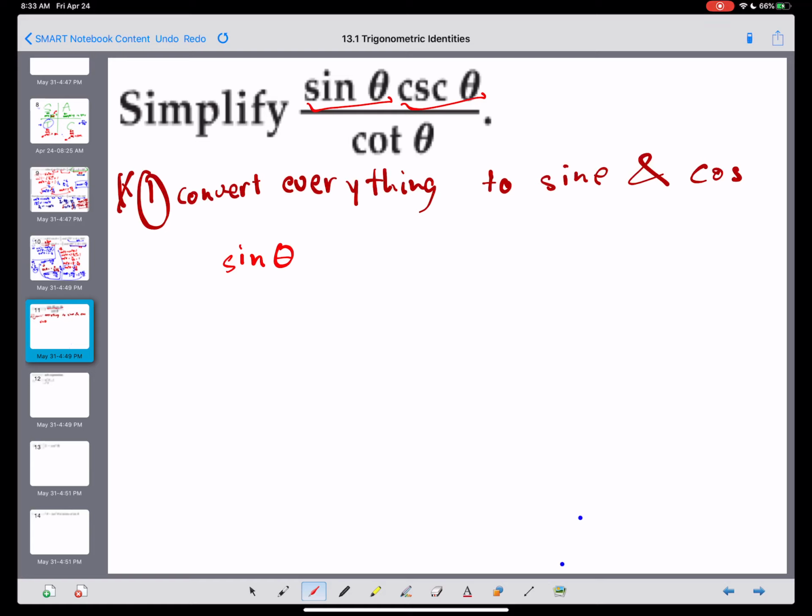Cosecant, if you look up, cosecant is 1 over sine. Right? That's your reciprocal. Cosecant is 1 over sine over cotangent is cosine over sine. Now I'm just going to simplify. Right? These are your reciprocal identities, your quotient identities from the first couple slides. Sine on top and bottom cancels out, so I have 1. Then I have cosine over sine.